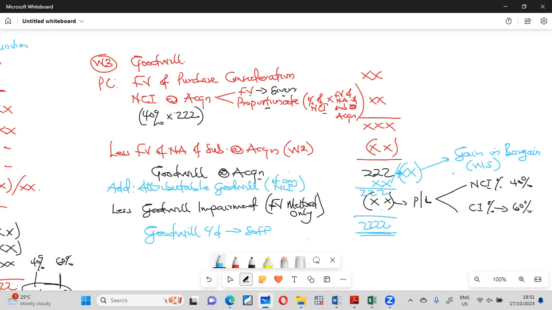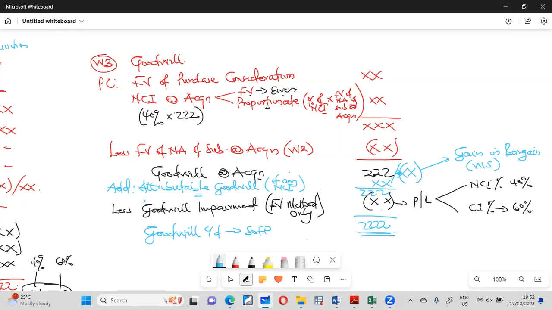Because the proportionate method talks about the fact that the goodwill is calculated for the parent only. That is why there may be an attributable goodwill here. So if you use the proportionate method and in some way there is an impairment on the goodwill, then please, that goodwill is solely attributable to the parent. All right, take note of that. Then the last thing we also said is that if the goodwill is negative, then it means that the fair value of net assets exceeds the purchase consideration, and therefore it's a gain on bargain.